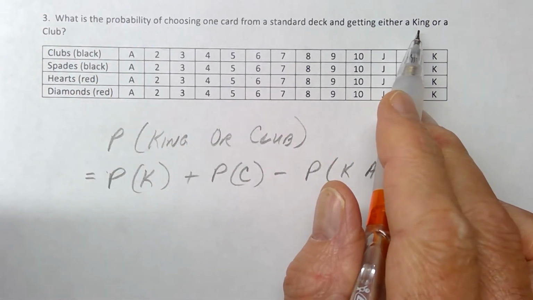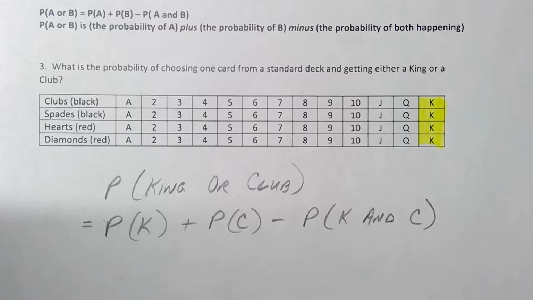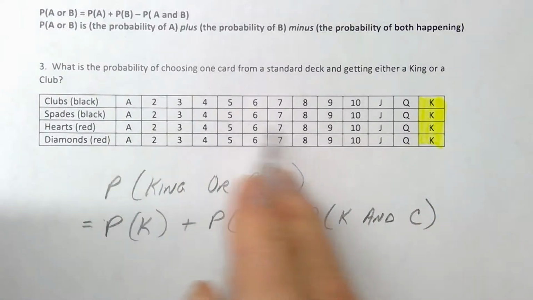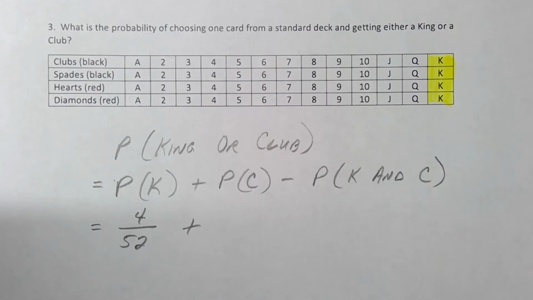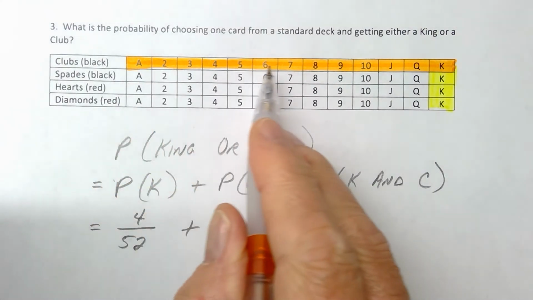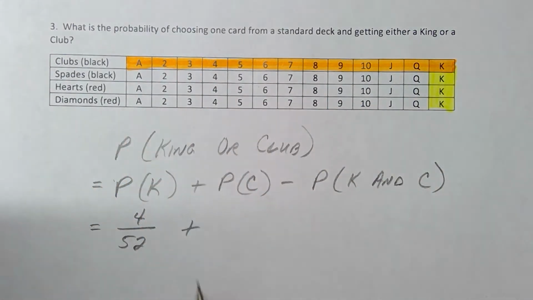All right, well, let's mark our kings first. Okay, so there's our kings. There's 4 of them out of a total of 52 cards. All right, so there's 4 chances to win by drawing a king. Now, if I draw a club, I also win. So let's mark the probability of drawing a club. So I marked my clubs in orange here. There's 13 of them. So there's 13 chances to win by drawing a club.